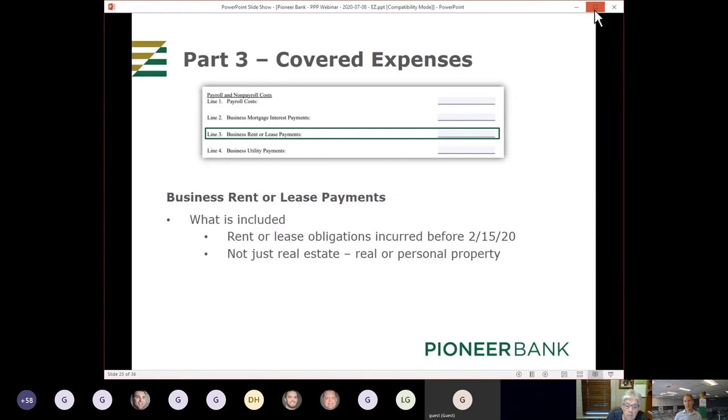All right, next area is business rents or leases. Here, same type of thing. We need to show that the rent or lease obligation was in place prior to February 15th. And why that's important is the spirit of the PPP is to help people maintain where they were, not necessarily expand. So if you got into a new lease in April, that one doesn't count. But if it's a lease that was in place prior to February, that one does. And here too, this is not just real estate. So if you have lease obligations for equipment or other personal property, those qualify as well.